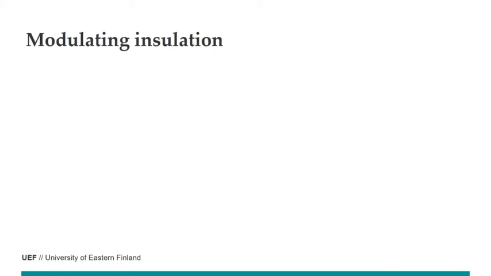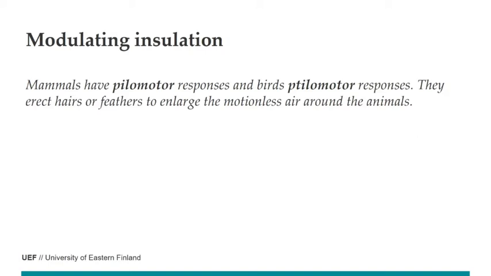So first of all, we can modulate the insulation, and this is something that we all know. So we have pilomotor or ptilomotor responses. We are erecting the hair or the feathers to enlarge the motionless air around the animal. Of course, this means there is less wind facing the skin, and that's why we are losing less heat. Even in humans, we do it in cold temperatures, but we have such thin hair that it's not very effective.